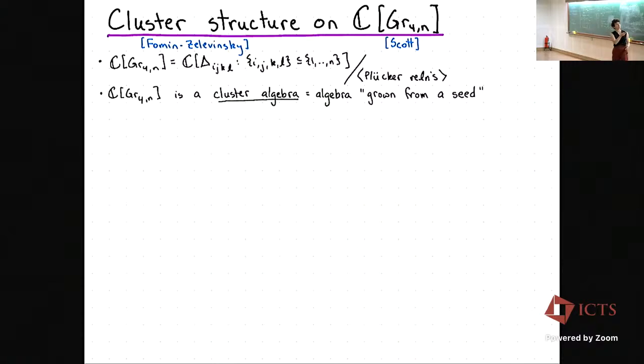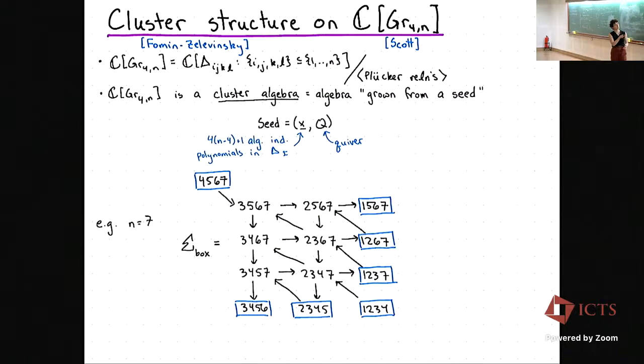Okay, so what's a seed? It's a picture that looks like this. So it's two pieces of information.